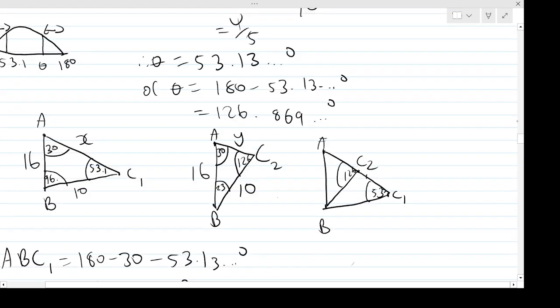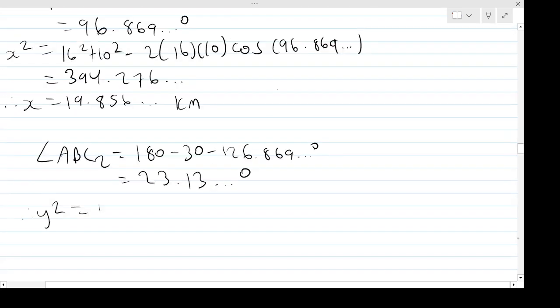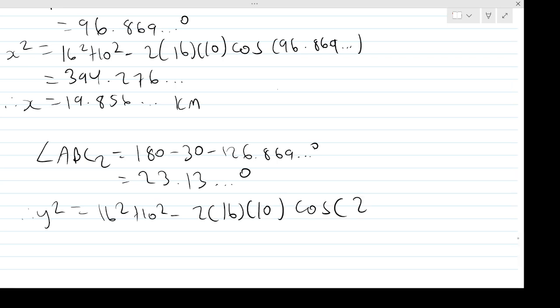And the other two sides all squared, so 16 and 10 again. 16 squared and 10 squared, take away two lots of 16, 10, cosine of this angle, 23.13. If I put that in the calculator, I get 61.723, blah blah blah. So if I square root both sides, I get 7.856, blah blah blah, kilometers.